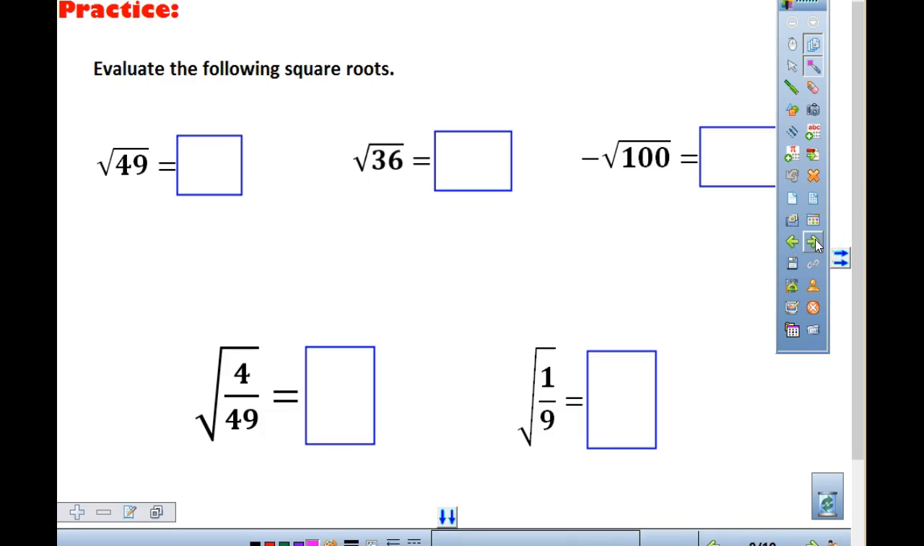Last page, if you would please turn in your notes for today. Do the first 3. The second 2 on here, the bottom 2, you have to keep them as fractions, no decimals. So keep as a fraction.